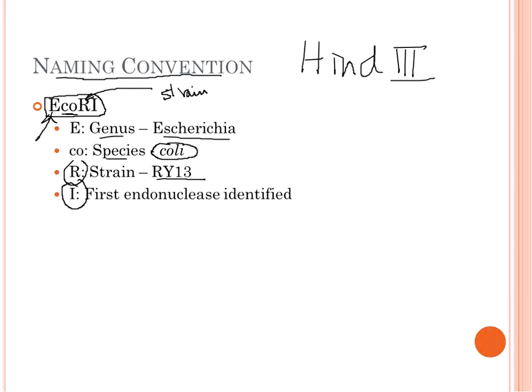So if I say Echo R2, that would be the second restriction enzyme identified from E. coli strain RY13. Does that make sense? So this refers to the chronological sequence when it was identified, the way it was identified.